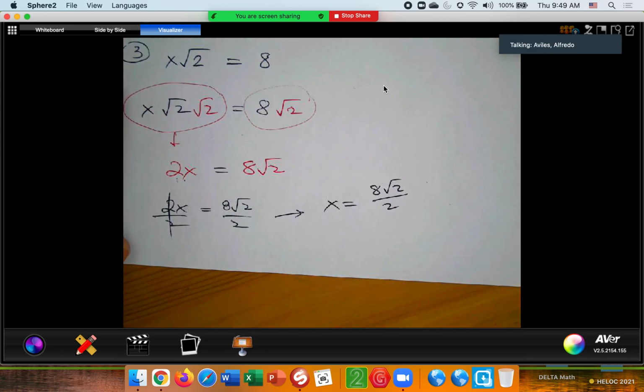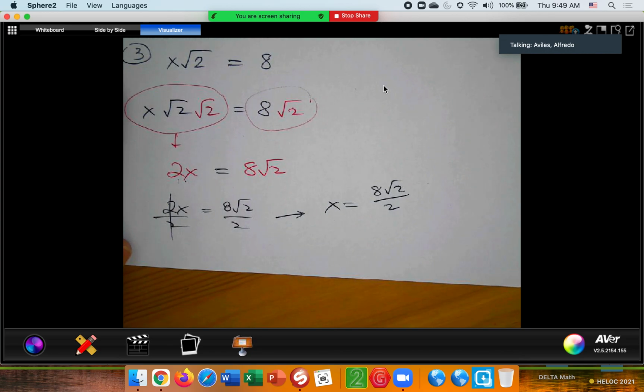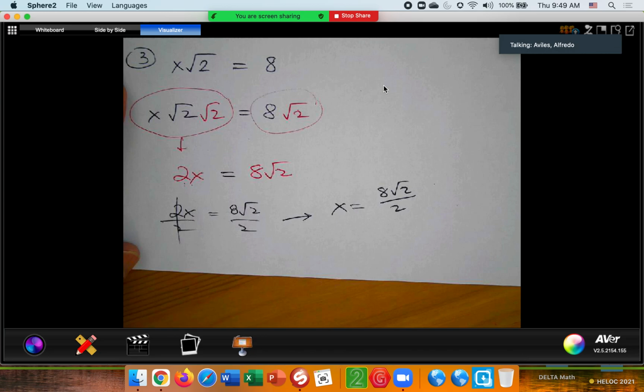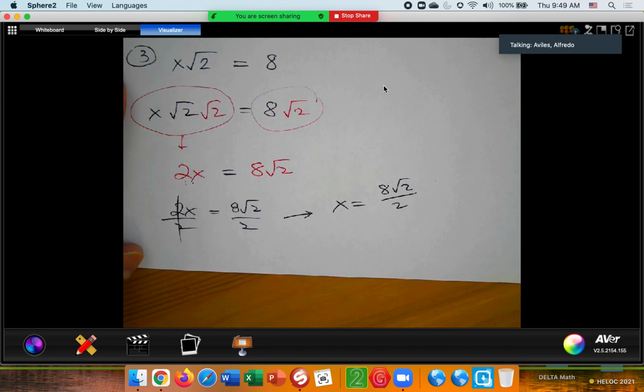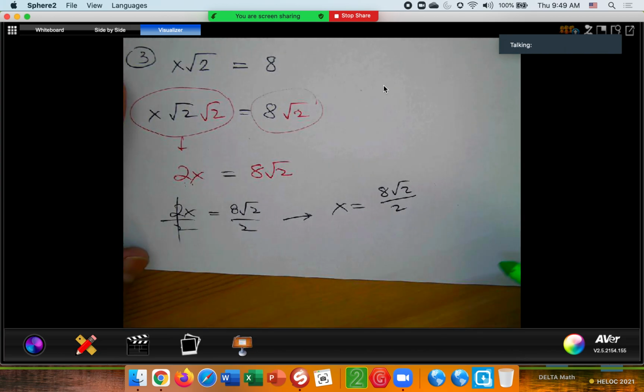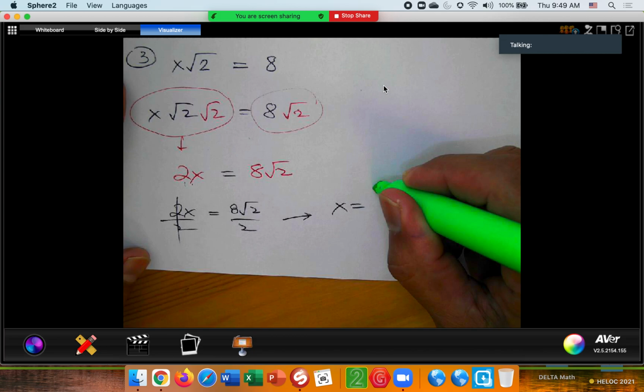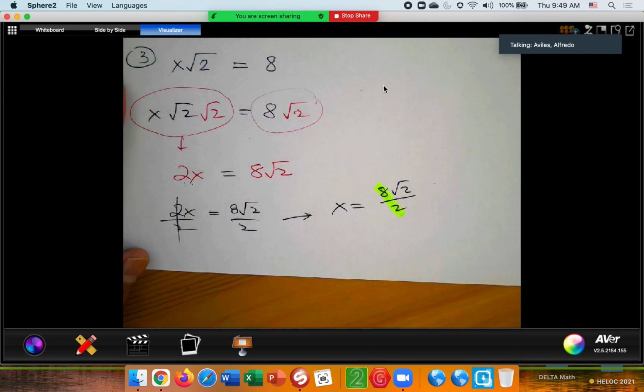Is that our final answer? Somebody tell me if that's the final answer. Or should you always check something? Not the final answer. Always check if these can reduce. Can that reduce? 8 divided by 2? 4. 4 root 2.